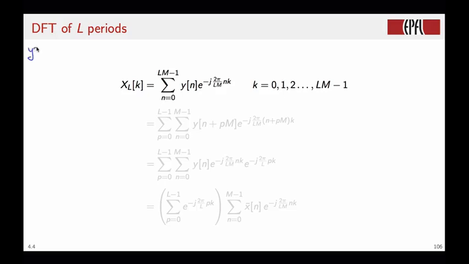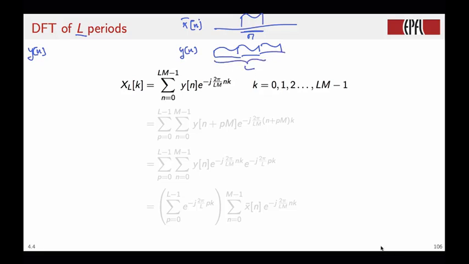Suppose y of n is a finite length signal that is composed of L repetitions of the same big M points. So we said that x bar of n is a finite support signal that is 0 everywhere except in a portion here. So we take this portion, this is M points, and we build y of n by putting L of these pieces together. So this would be L of them.